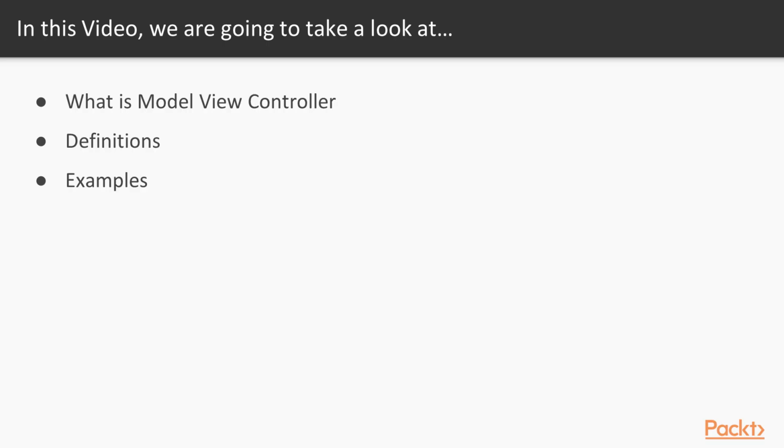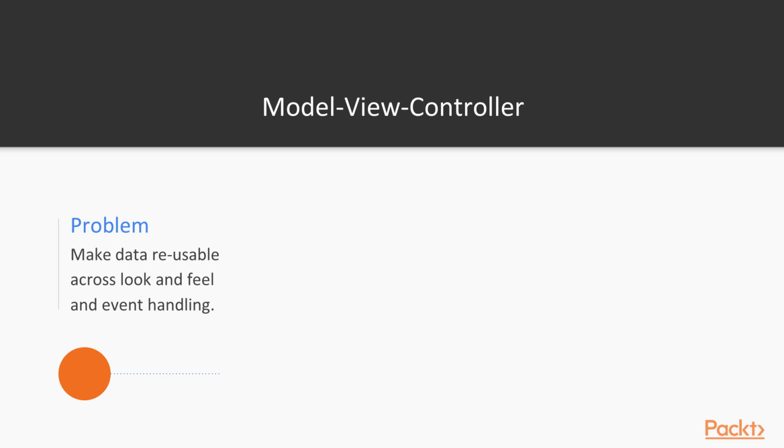So first of all, we'll talk about what is Model View Controller. We'll talk about some definitions and then some examples. After that, we'll define the problem that they are attempting to solve, how they solve the problem, and any other consequences. So with Model View Controller, the problem that we are trying to solve is one of decoupling.